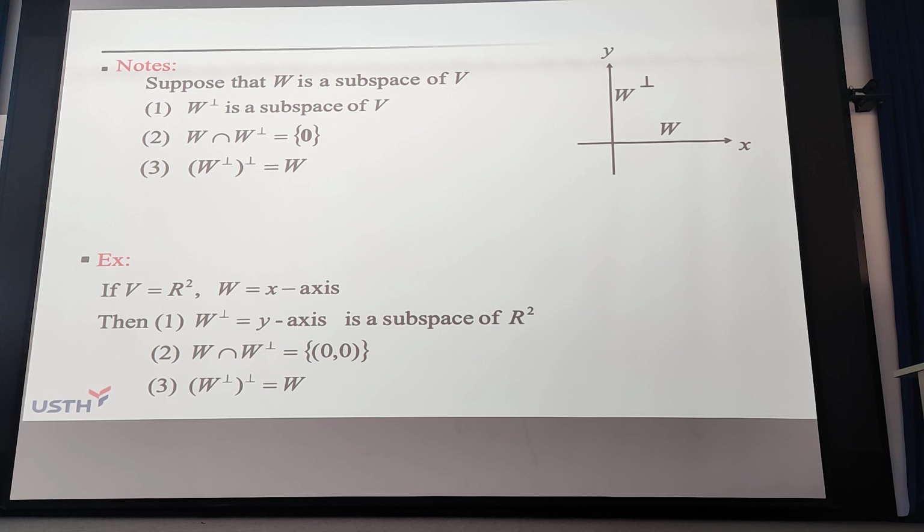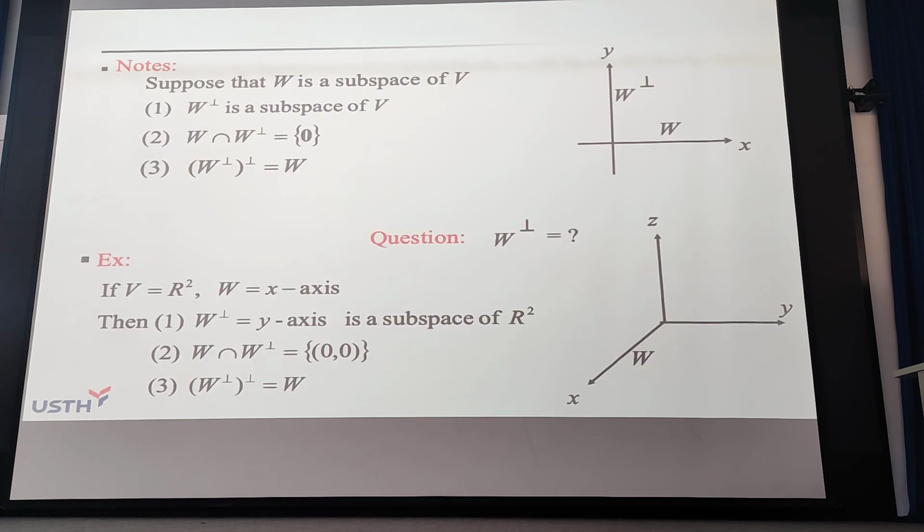And my question for all of you is the following. If you consider R3 like that, and you consider W to be the OX, then what is the orthogonal complement of OX? Yes, that is a plane. That is the plane YOZ. And then once again, you can verify properties 1, 2, and 3 by that. So that is what we can imagine from the geometry we studied already in high school.